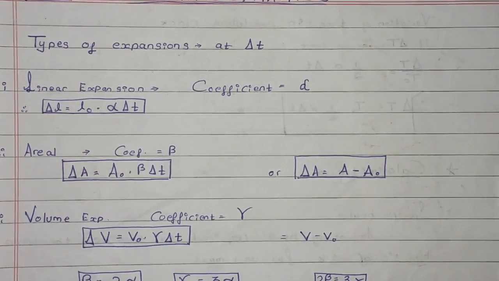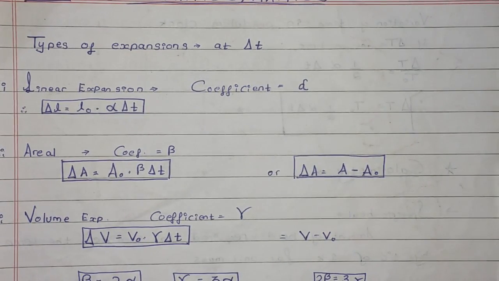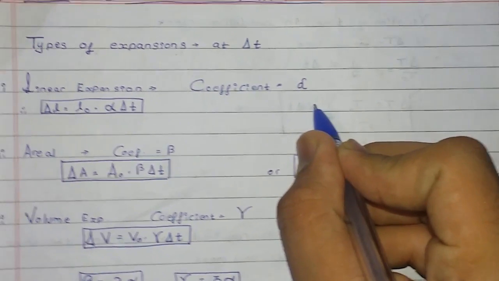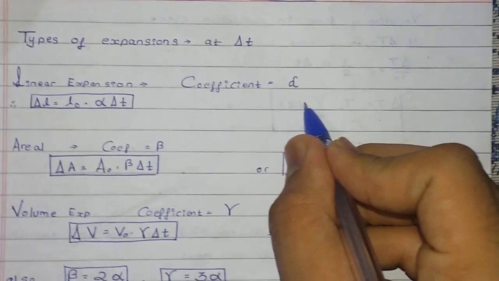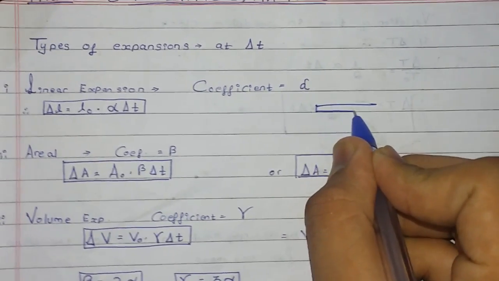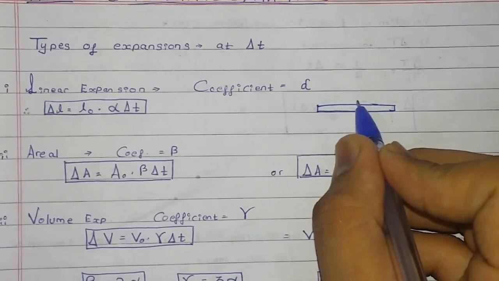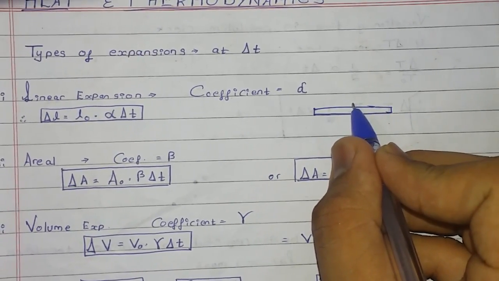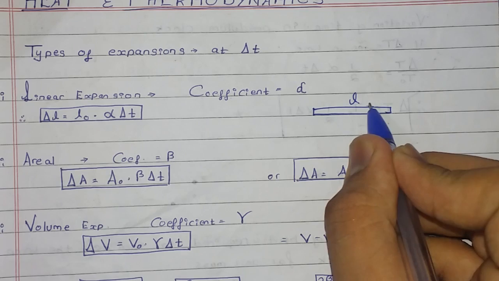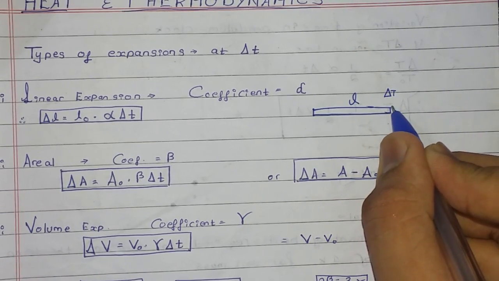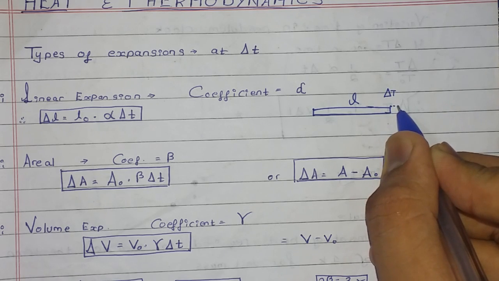So now listen to me. Now most of the things are based on listening. So now suppose that I have a line or a rod, a very exceptionally thin rod of length L. Let the rod length be L. I heat it by the temperature delta T. Then what happens on the rod is the rod expands.